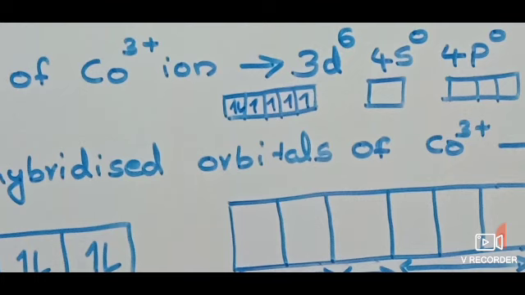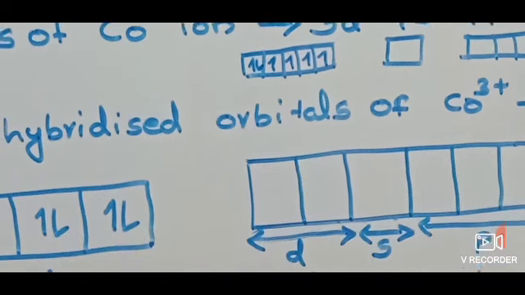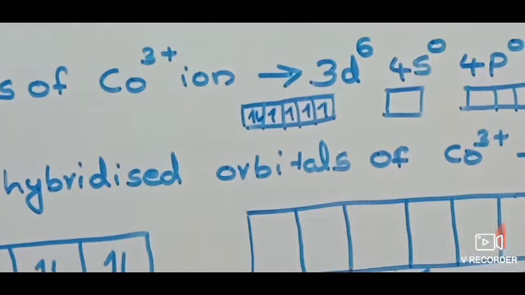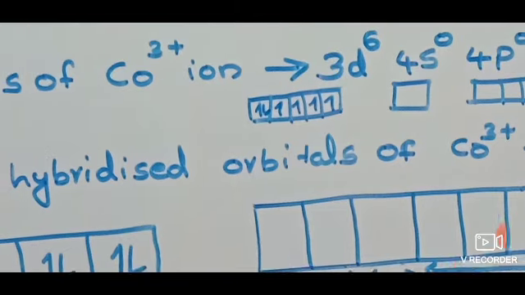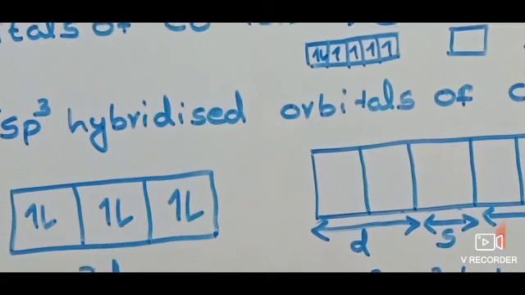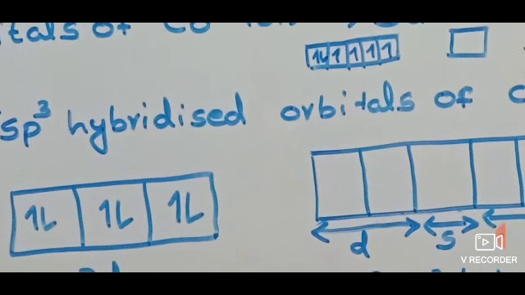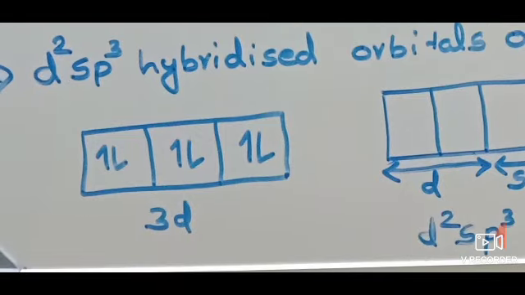How does this complex make those 2 vacant d orbitals for hybridization? It is done by pairing of electrons. How will it undergo pairing? The electron in the last d orbital will be paired with the second d orbital. The electron in the second last d orbital will get paired with the third d orbital, and it will form a structure like this.